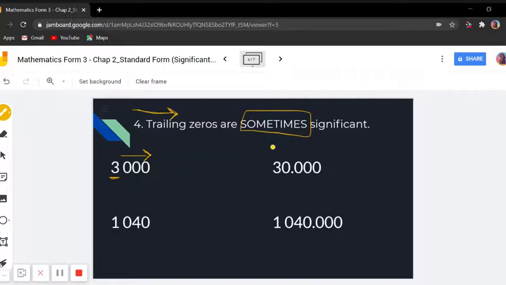Later we will go to the second example. So the first example here, 3000, these 0s are not considered as significant because there is no decimal point. So how many significant figures are here? There is only one significant figure, because the number 3 is a non-zero number.